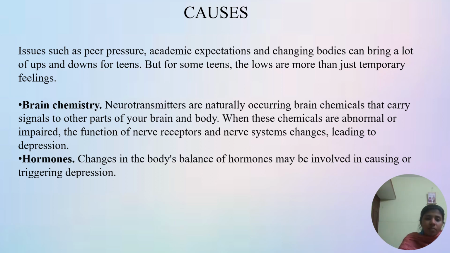Now, again, one of the most important causes of depression is brain chemistry. Neurotransmitters are naturally occurring brain chemicals that carry signals to various parts of your brain and body. When these chemicals are abnormal, the function of nerve receptors and nerve systems changes, which leads to depression. Another important cause is hormones, that is, changes in the body's balance of hormones that may be involved in causing or triggering depression.